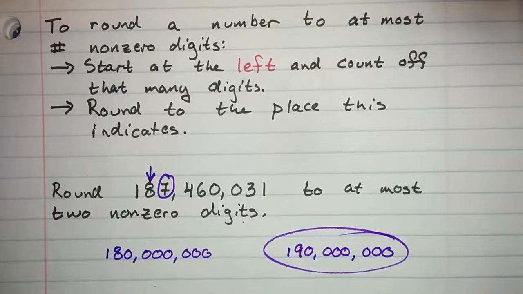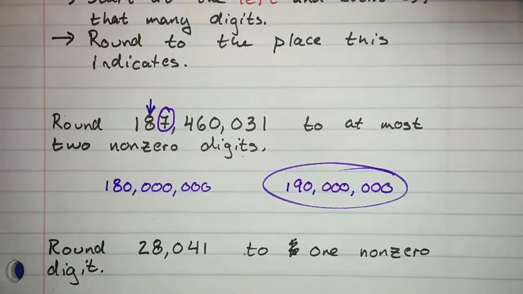I'm going to give you one of these to try. Round 28,041 to 1 non-zero digit. Notice I didn't say at most 1. If it's not 0, it's going to have 1 digit that isn't 0, right? So, round this number to have 1 non-zero digit. Pause the video and try this now.